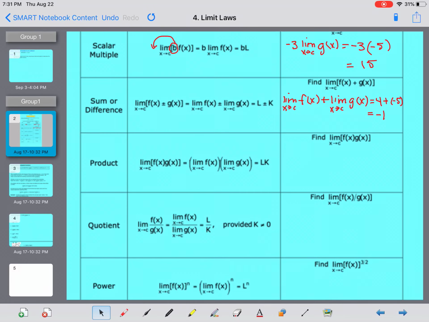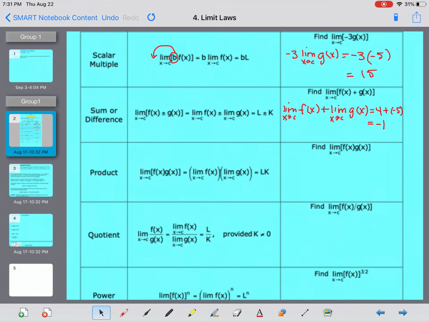Okay. So the product rule is also the same. If we're taking a product of two functions, we can take the product first, then apply the limit, or we can take the limit first and then apply the product. So for example, if we have the limit of the product of f of x and g of x, we can look at it as the limit as x approaches c of f of x, and the limit as x approaches c of g of x, and then come back and multiply them after the process has been done.